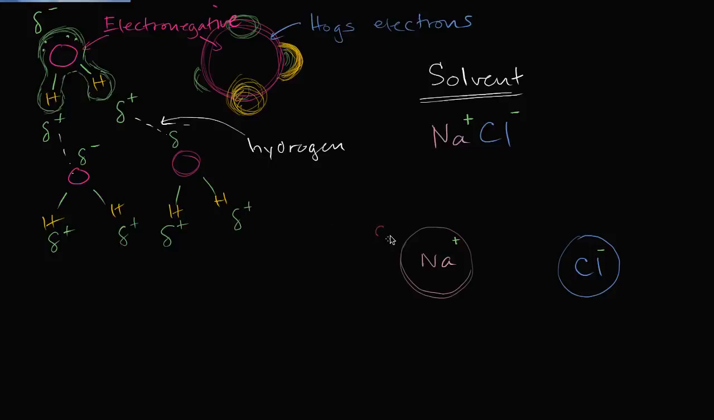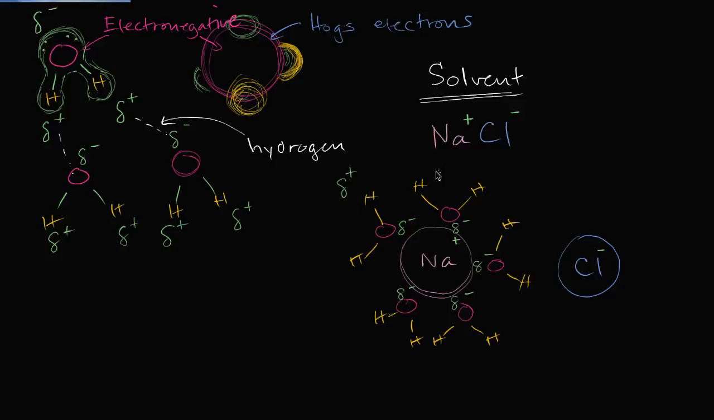So you have the oxygen, oxygen, oxygen, oxygen, oxygen. I'm clearly not drawing things to scale, but this will just give you the idea. This end of the water molecule all has a partially negative charge. So it's going to be attracted to the positive sodium ion. And then the hydrogen ends are going to have a partial positive charge, and they are going to be repelled from the positive sodium ion. So it's going to look something like this, and you're going to have partial positive charge on the outside.